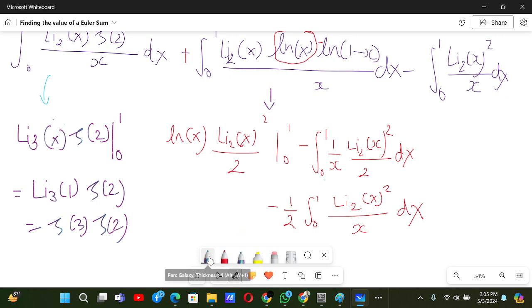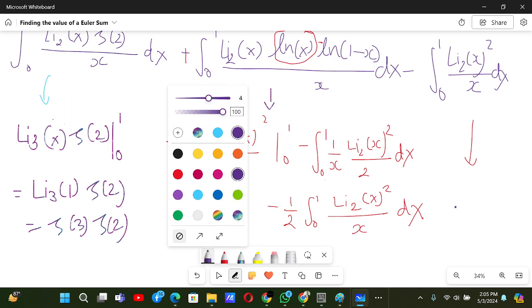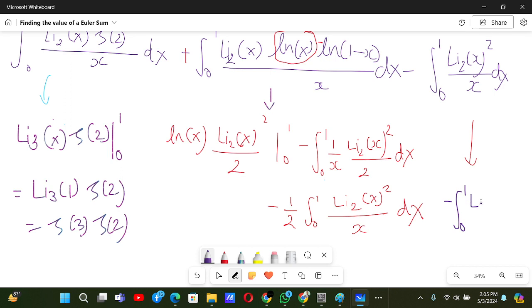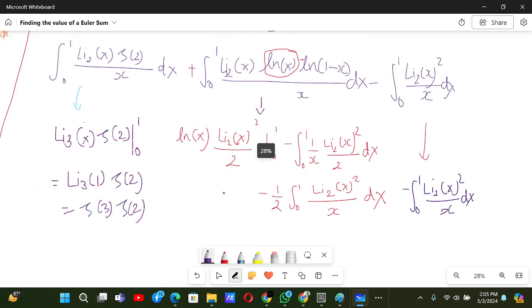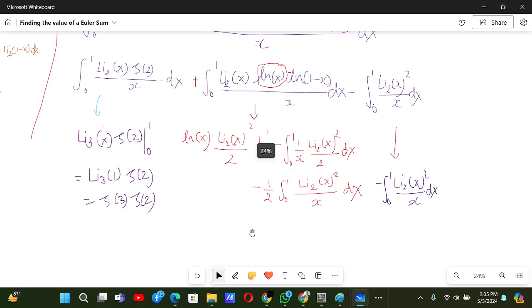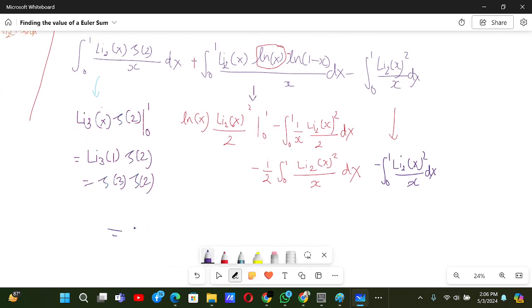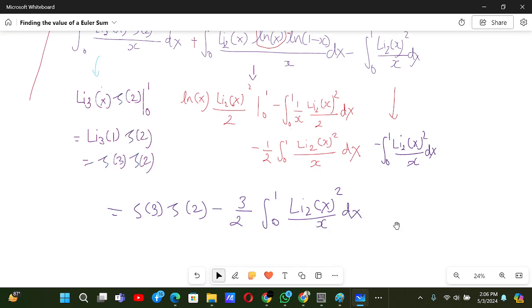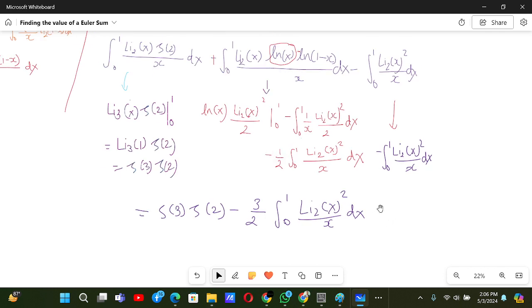And the last integral is the same. Basically, the last integral is also, let me write in another ink, the same. This is also minus integral from 0 to 1 Li2 of x whole square by x dx. Yes. So overall, from these three integrals, what we get is zeta of 3, zeta of 2 minus 3 by 2 integral from 0 to 1 Li2 of x whole square by x dx. Yes. So this is how these three integrals have simplified.